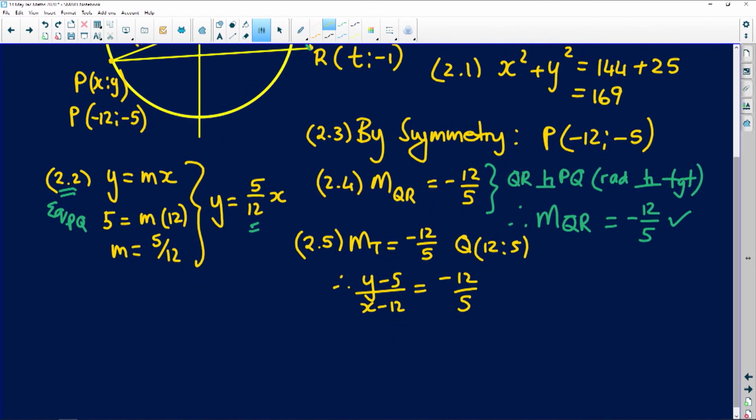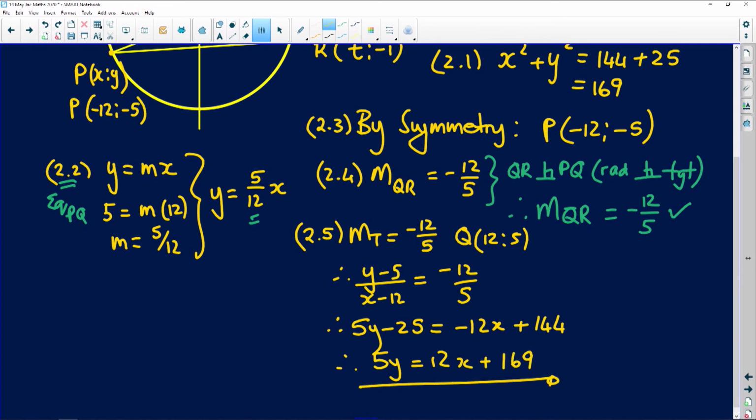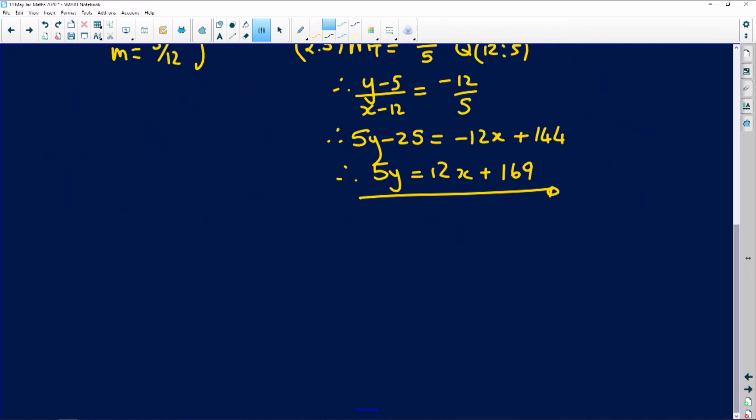And all we need to do is clean that equation up a little bit. So I'm going to cross multiply. 5y minus 25 is equal to minus 12x plus 144, gives me 5y is minus 12x, and if I add this to 144, I get 169. You can leave that. You don't have to put it in the form y equals. Oh, they did actually say put it in the form y equals something. Be careful. Okay, so they asked for that. So unfortunately now, I just have to show them that I do know that I need to divide by 5. So minus 12 over 5x plus 169 over 5. And there's the equation of the tangent.